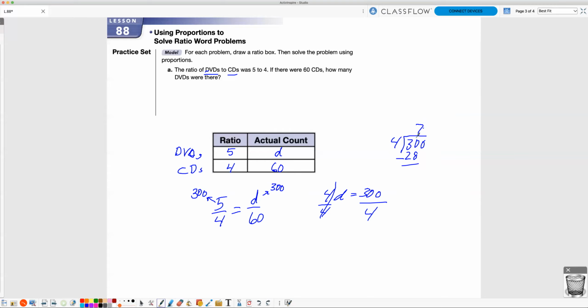Let's go backwards. We've got 30 minus 28 makes 2, and bring down the 0 to make 20. That's where my error was. 20 divided by 4 is 5. And 5 times 4 makes 20. And that would be 0. So 75, that makes better sense. You can't exactly have half of a DVD. So D would equal 75. All right, so that would be the answer. How many DVDs there were?